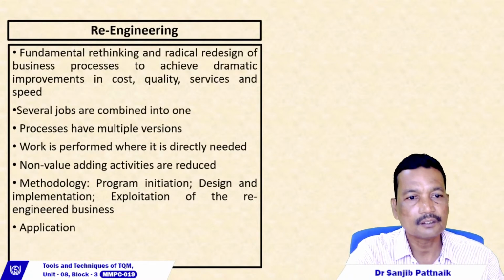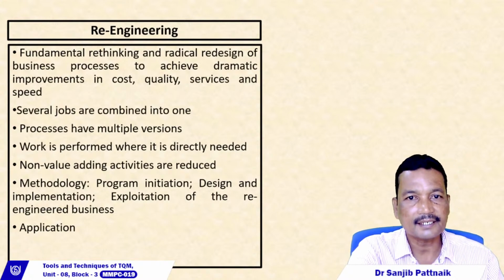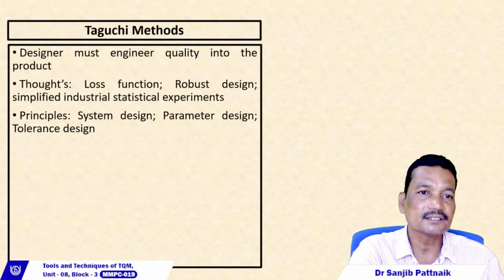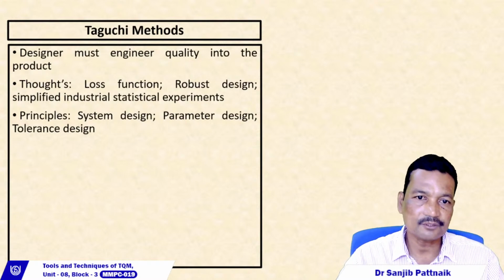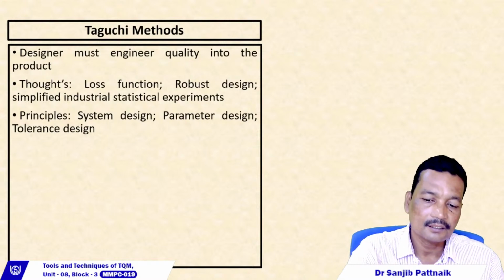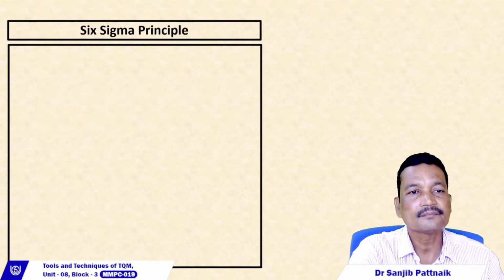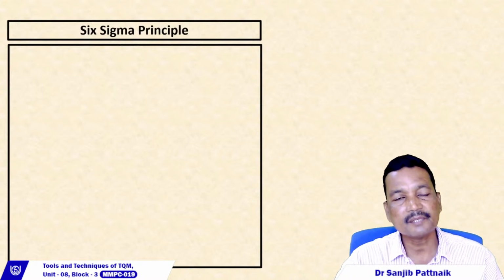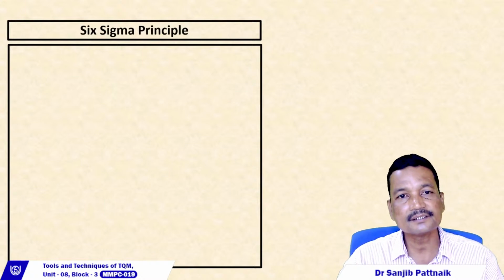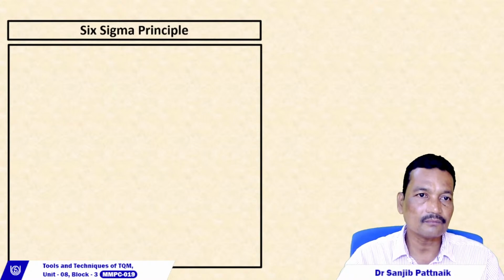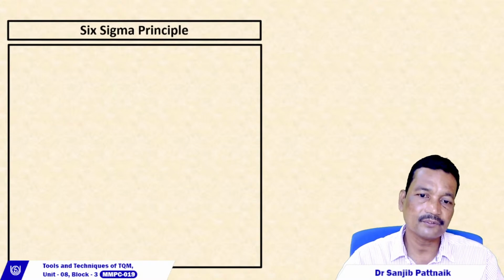We can also go for re-engineering, that means the rethinking and radical redesign of business processes. Apart from that, you can look at the Taguchi methods where the designing part is taken into consideration. And finally, the Six Sigma principle, which is based on statistical technique of standard deviations and the standard normal curve. Apart from this, there are many other tools and techniques. These are a few of them.